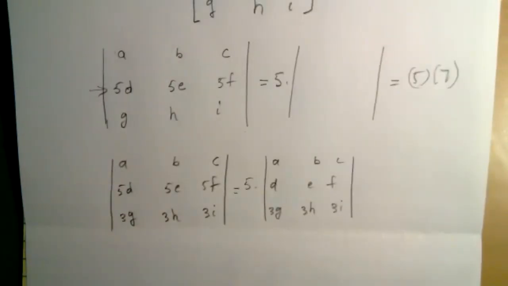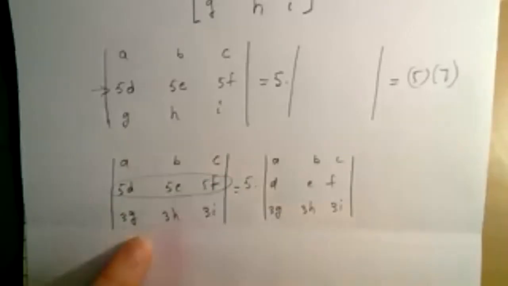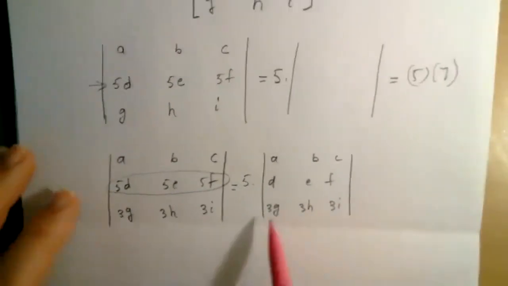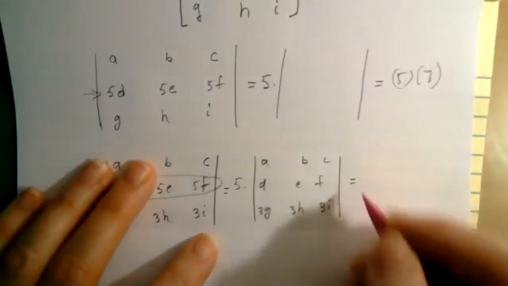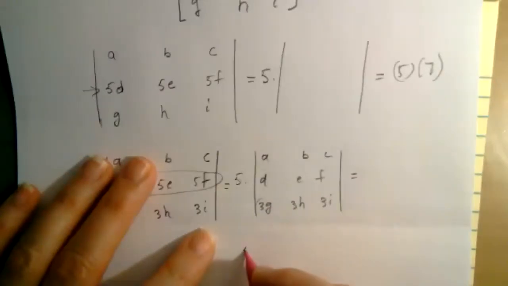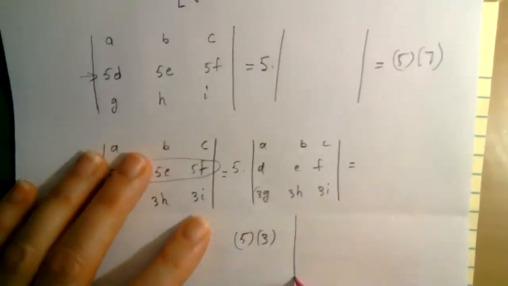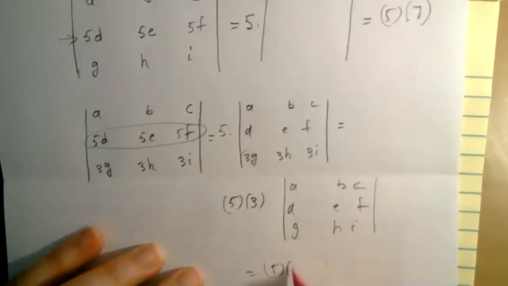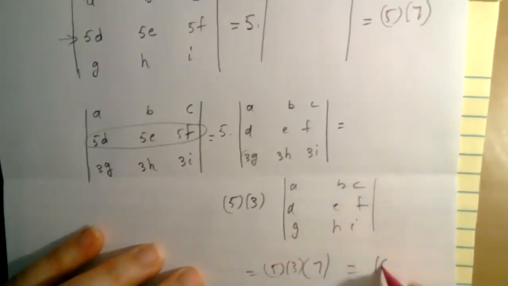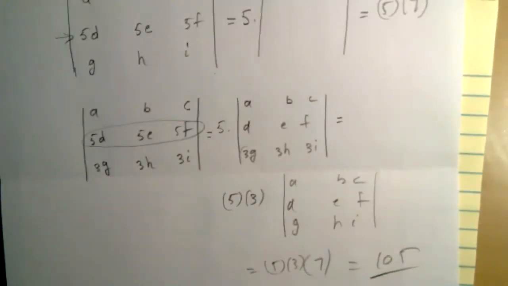Is this correct? Yes or no? Yeah, because what did I do? I only focused on this row and I took the 5 out. I kept this untouched. I can do that because these are 2 separate row operations. Now the second piece would be I'm going to pull out this 3. 5 times 3 times that. And now I get exactly 5 times 3 times 7. You guys told me 105. I trust you. No, I don't think so though. Yeah, 15 times 7.